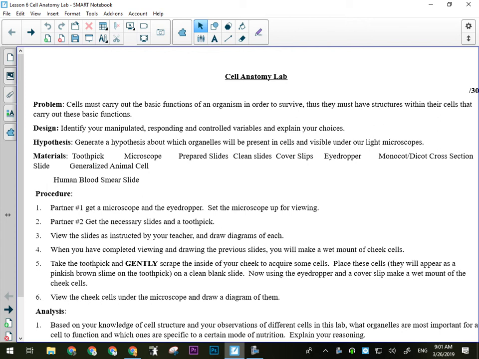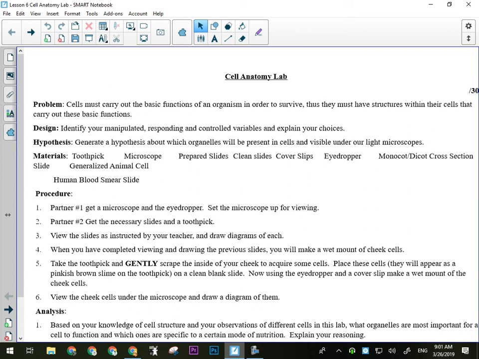Okay, so the purpose of the Cell Anatomy Lab is we've already had a lab where we got to just kind of use the microscopes and gain some experience with them. Now we need to look for specific parts of the cell. Okay, we know that the primary function of the cell is to carry out the basic functions of the organism. So what we want to do in this lab is look at cells from different kinds of organisms and see what they have in common.